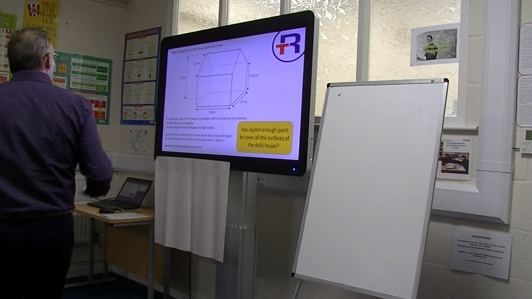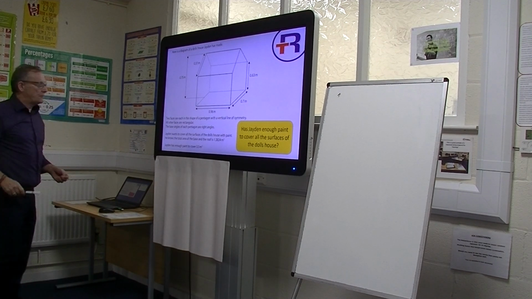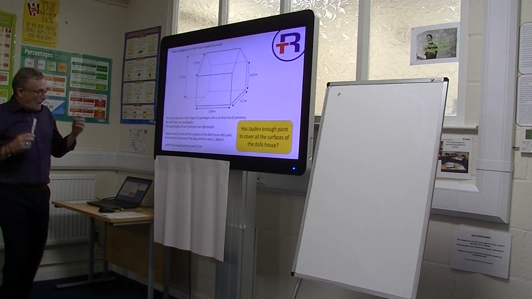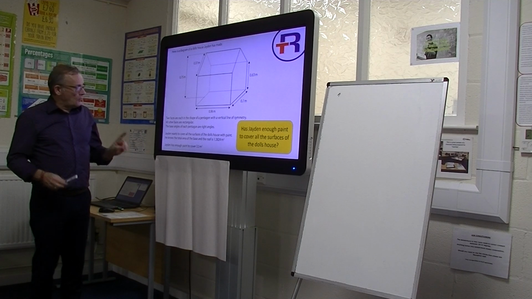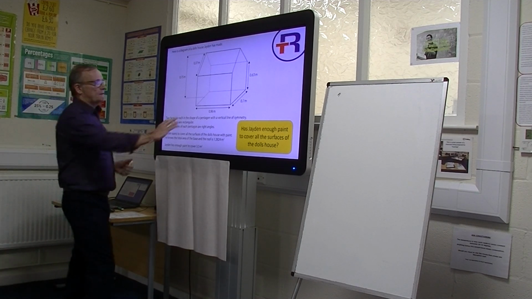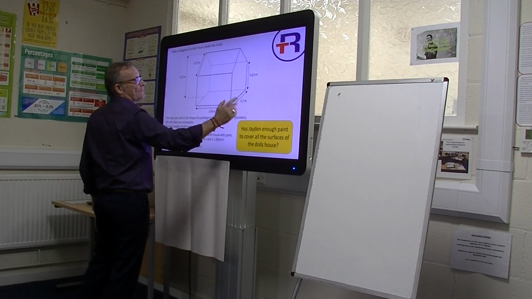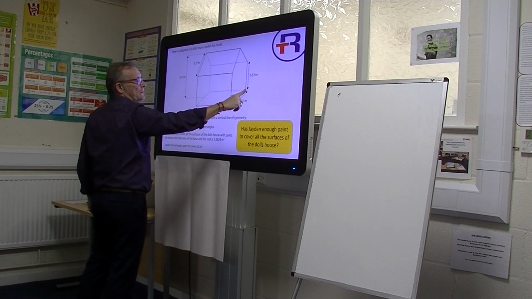So we've got this problem. Here's a diagram of a doll's house that Jaden has made. The two faces are each in the shape of a pentagon with a vertical line of symmetry. That's the two ends. Pentagon, 5 sides: 1, 2, 3, 4, 5.